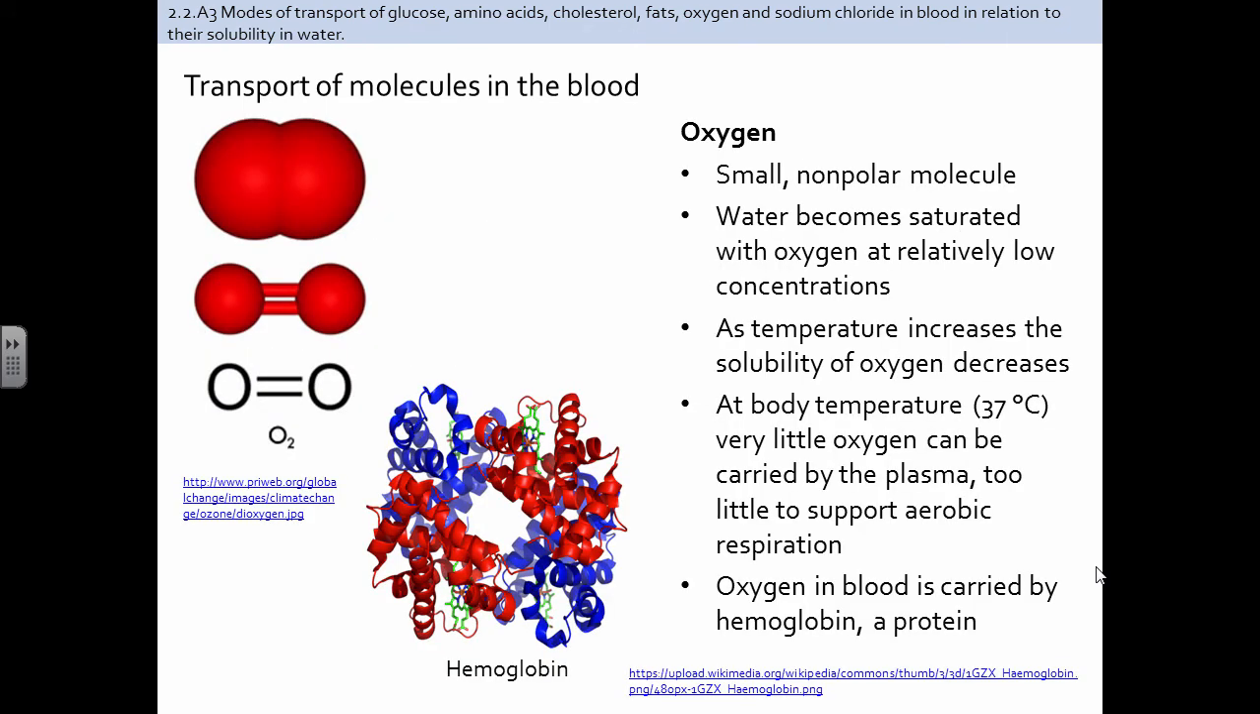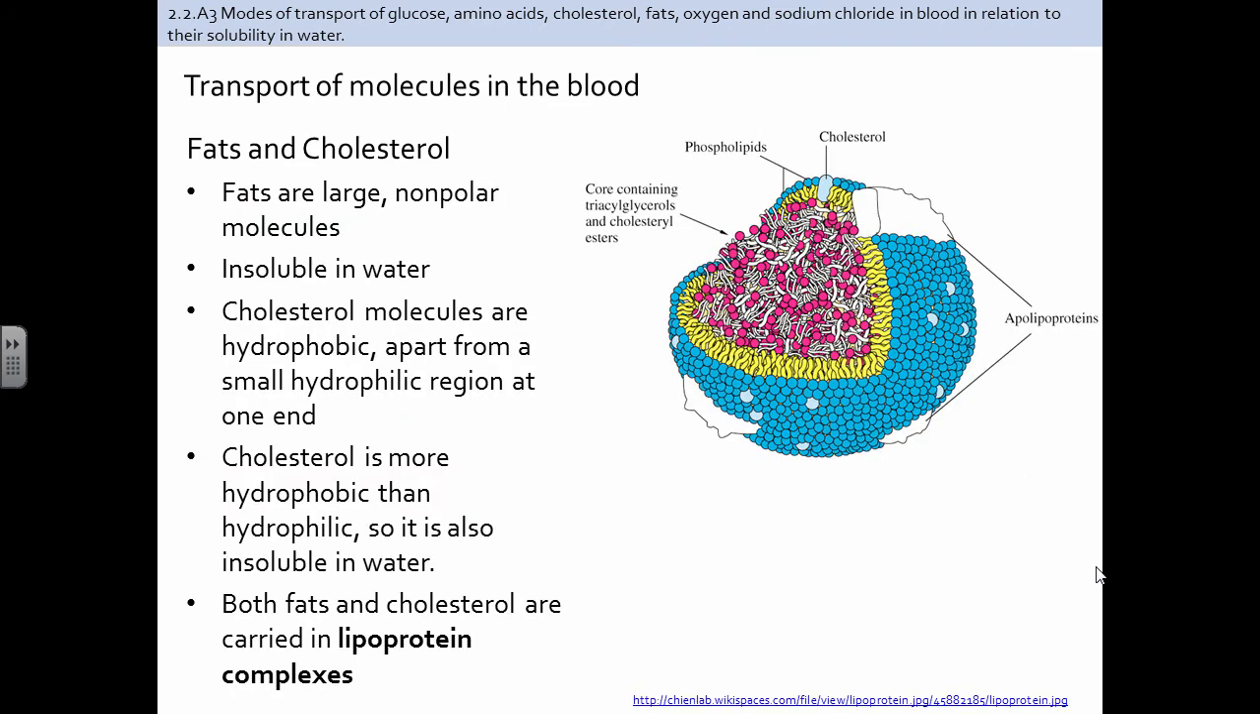Okay? Oxygen is a small nonpolar molecule, and it's important for you to understand that water becomes saturated with oxygen at low concentrations, and that as temperature increases, the solubility of oxygen in water decreases. And so at body temperature, not very much oxygen gets carried by the plasma, and there's not enough to be carried by the plasma itself, and so you have a protein called hemoglobin that actually does the job of carrying oxygen in your blood.